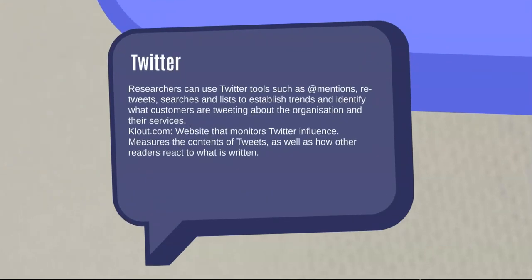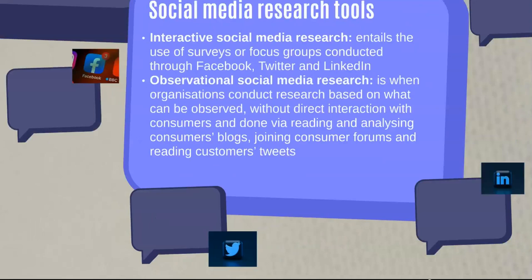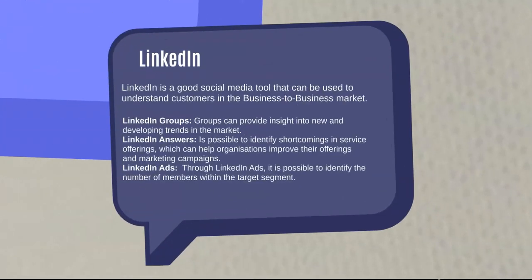Next is Twitter. Researchers can use mentions, retweets, searches, hashtags, and so forth, and in that way they can establish trends and identify what customers are tweeting. Klout.com for a while has been the analytic part that monitors Twitter influence, and that way you can also determine your audience. Next is LinkedIn.